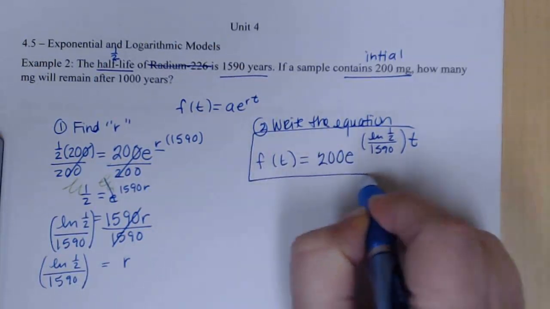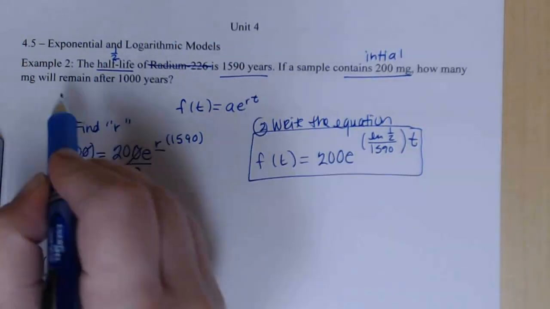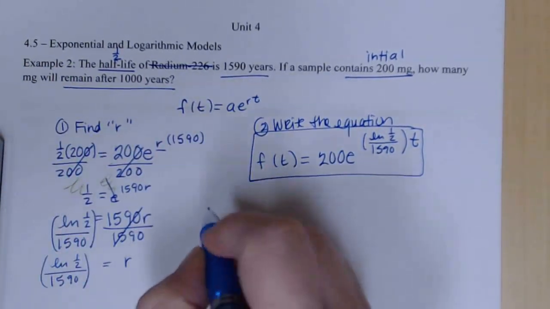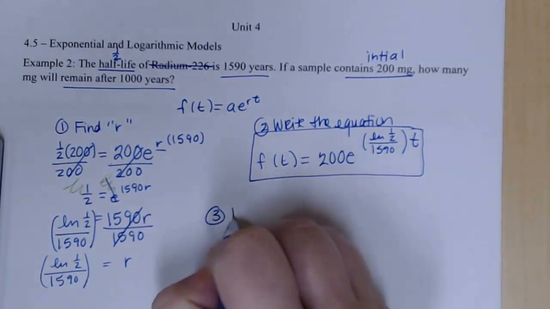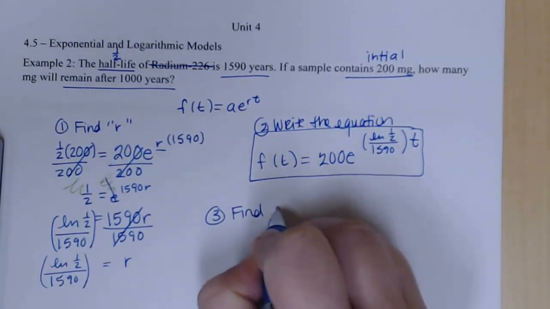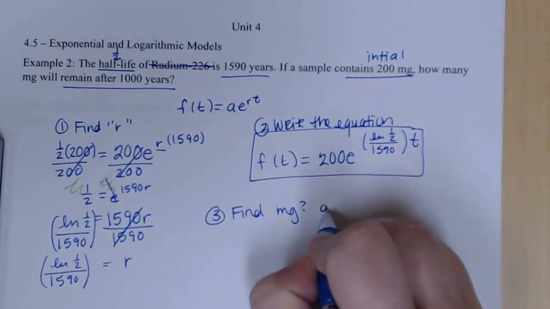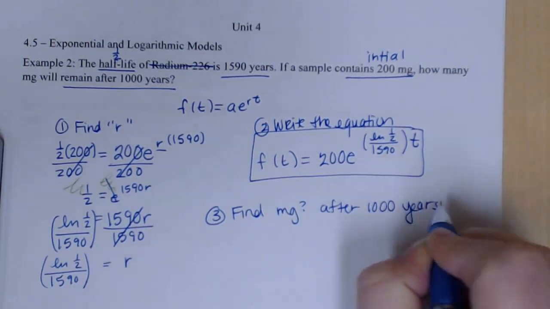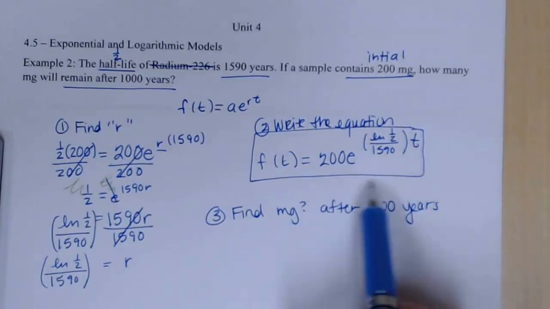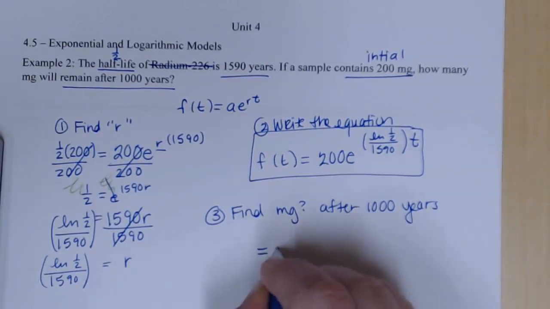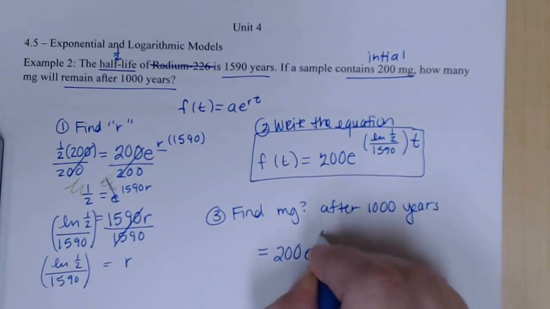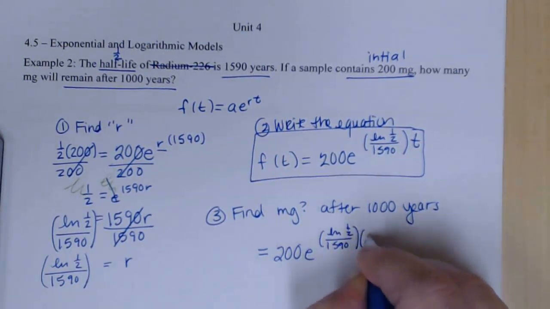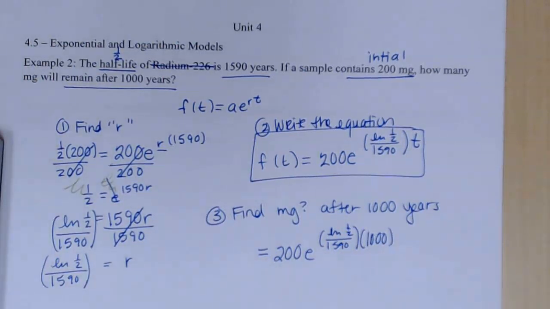I have an equation. Now in this problem, it wants to know how much will remain after 1,000 years. So step 3, I need to find the amount after 1,000 years. But now that I've done all the legwork and figured out my equation, it's just a matter of using my calculator. So I'm going to say 200 e to the ln of 1/2 over 1590 times 1,000.